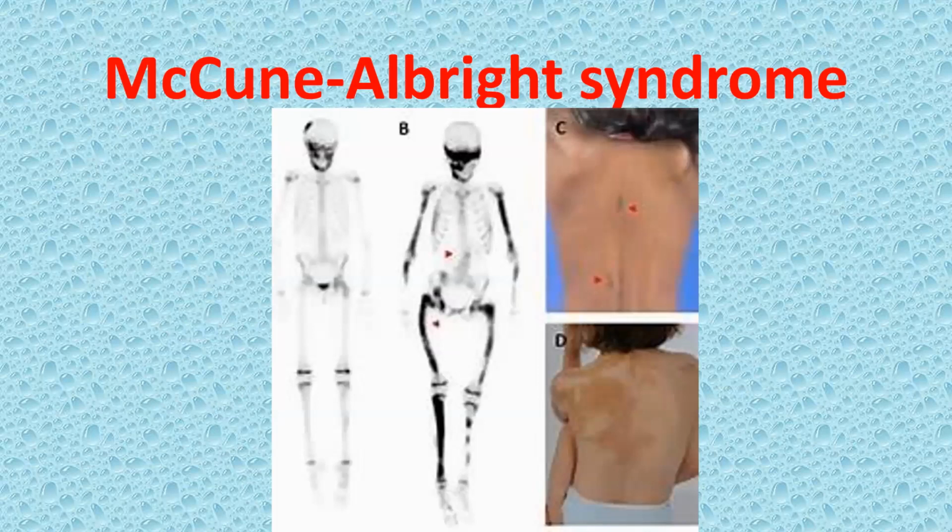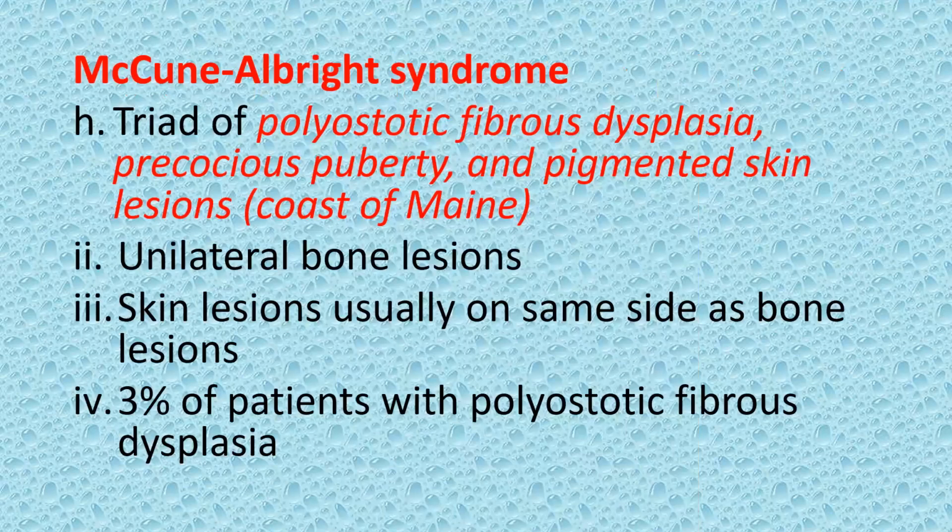If you look at this patient, you see it involves one side more than the other. And you see that they have café au lait spots. And you can see that one shoulder is elevated as compared to the other, indicating that this patient has scoliosis. It's a triad of polyostotic fibrous dysplasia, precocious puberty, and pigmented skin lesions, the coast of Maine. Okay? It has unilateral bone lesions, as I pointed out. The skin lesions are usually on the same side as the bone lesions. And if it's unilateral, the skin lesions are more likely to be unilateral on that same side.